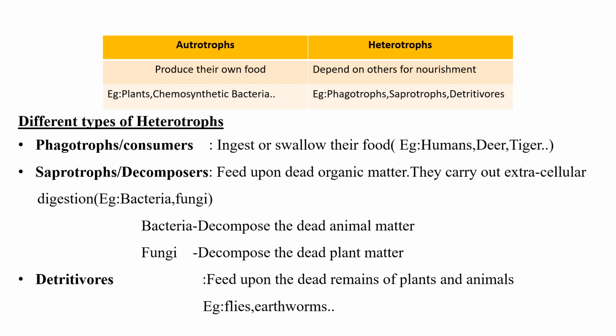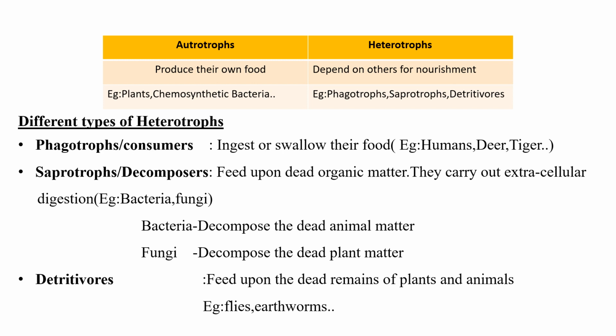And the second category is called a saprotroph or decomposers. These are organisms that feed upon the dead organic matter. So their mode of digestion is actually called extracellular digestion. So what they do is to release certain enzymes into the dead organic matter and cause the release of inorganic substances. And they absorb these inorganic substances. It is usually the bacteria that decompose the dead animal matter, whereas the dead plants are decomposed by the fungi. The third category is called detritivores. They feed upon the dead remains of animals and plants. Unlike decomposers, they have intracellular digestion.